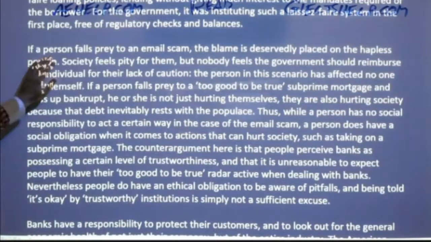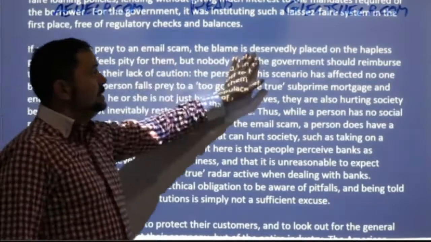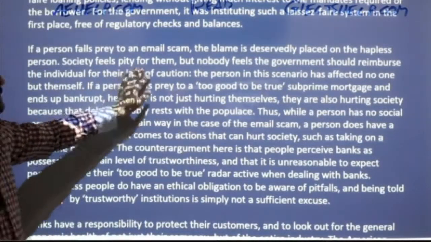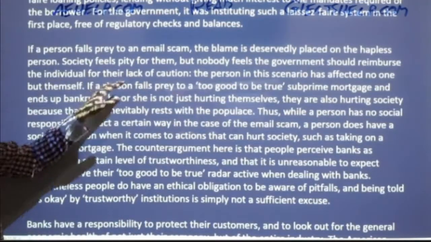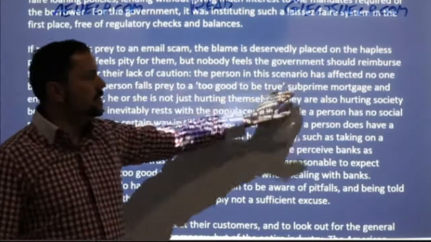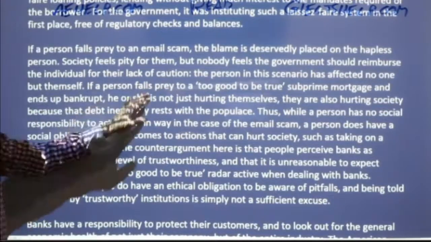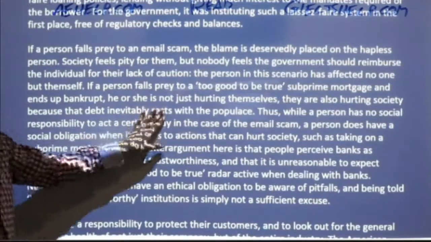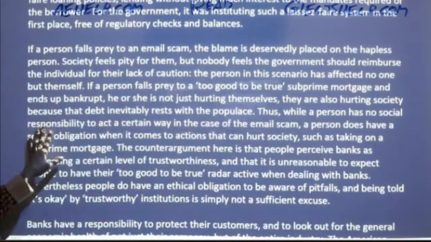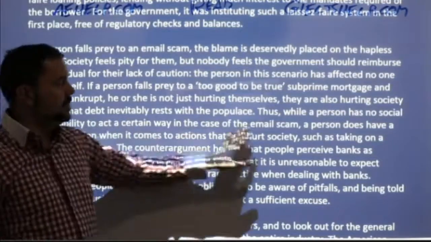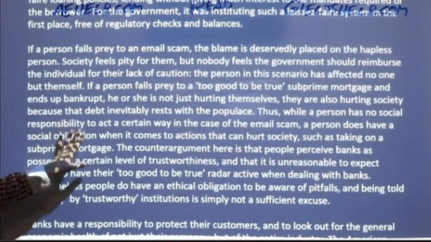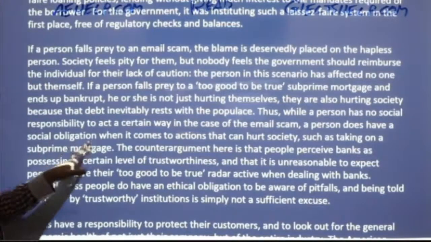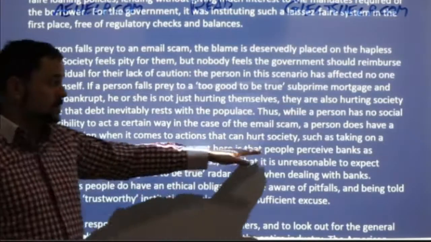Read with me. If a person falls prey to an email scam, the blame is deservedly placed on the hapless person. Society feels pity for them, but nobody feels the government should reimburse the individual for their lack of caution. The person in this scenario has affected no one but themselves. If a person falls prey to a too good to be true subprime mortgage and ends up bankrupt, he or she is not just hurting themselves, they are also hurting society, because that debt inevitably rests with the populace. Thus, while a person has no social responsibility to act a certain way in the case of the email scam, a person does have a social obligation when it comes to actions that can hurt society, such as taking on a subprime mortgage.